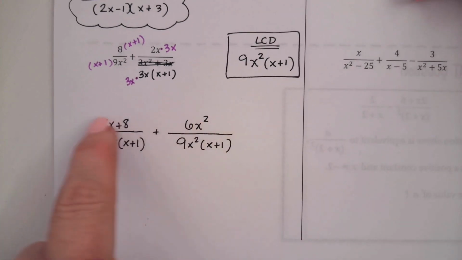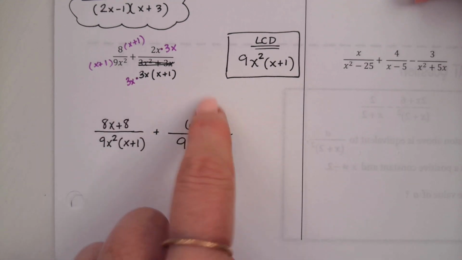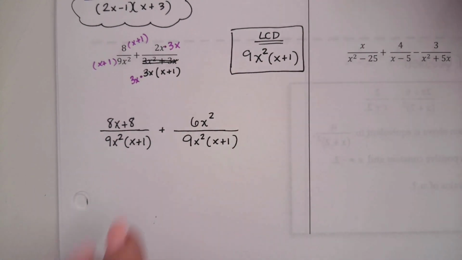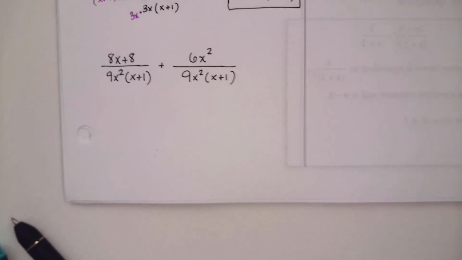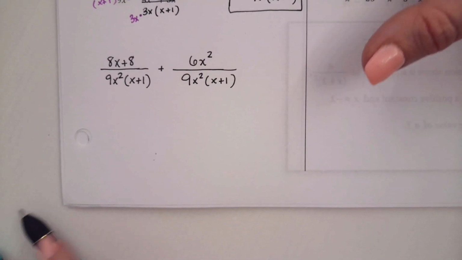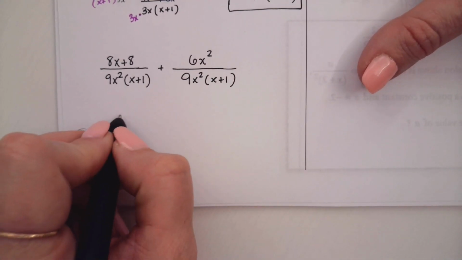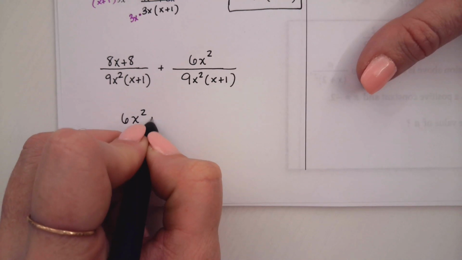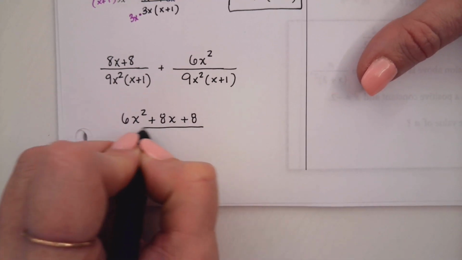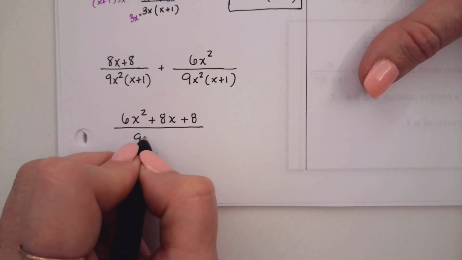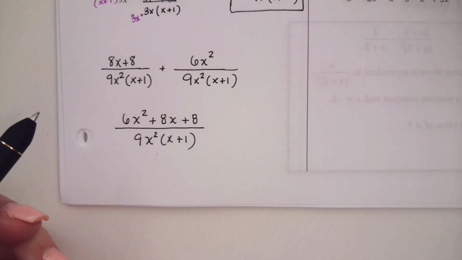Very good. So we're just adding these numerators together. Are there any like terms in those numerators that we can put together? No. So we'll just write it as one polynomial in the numerator. Writing which term first? 6x squared. And we'll have a positive 8x and a positive 8 over our LCD of 9x squared times x plus 1.